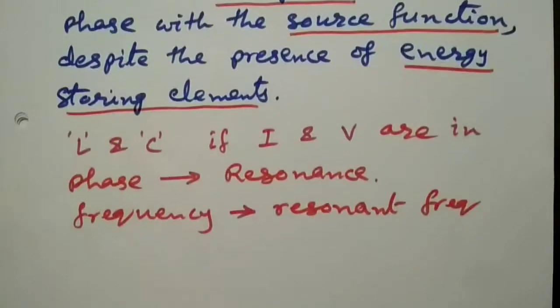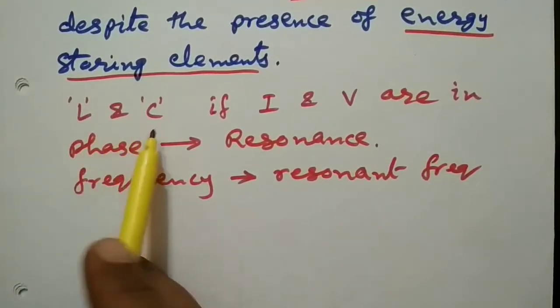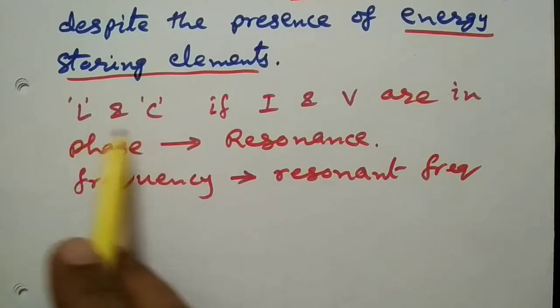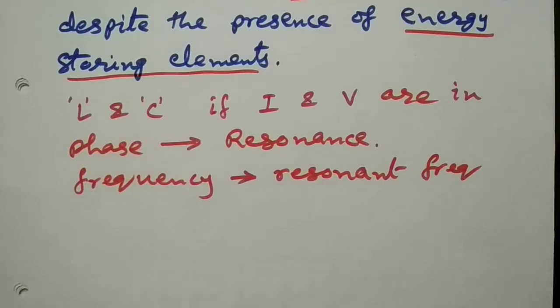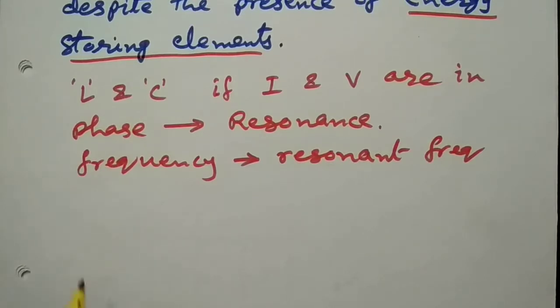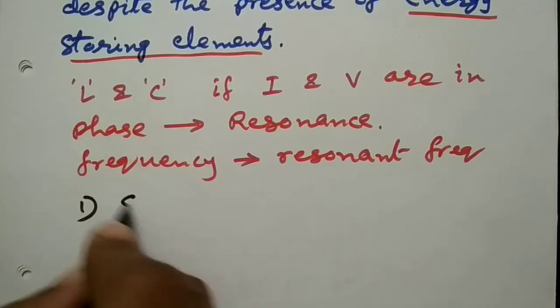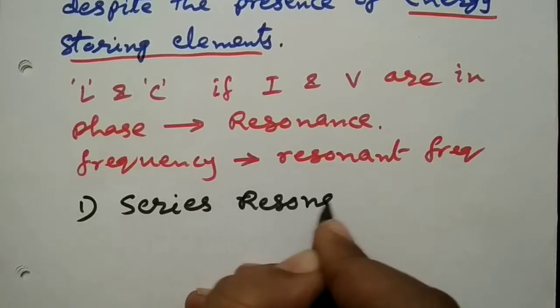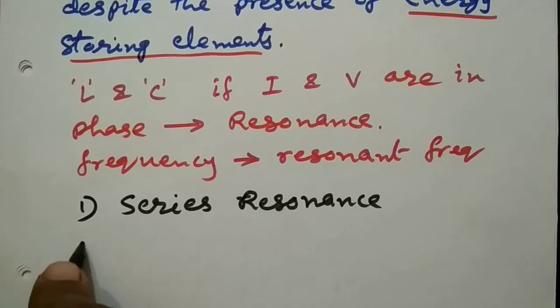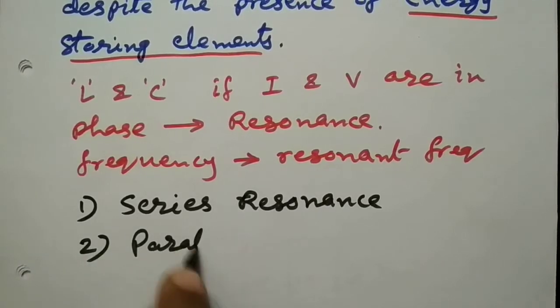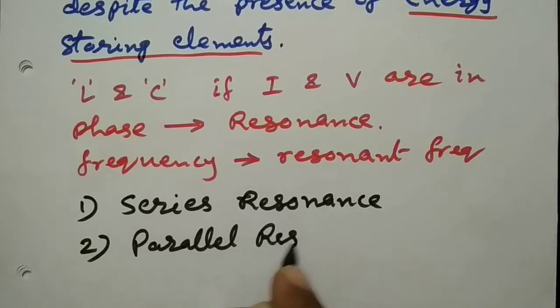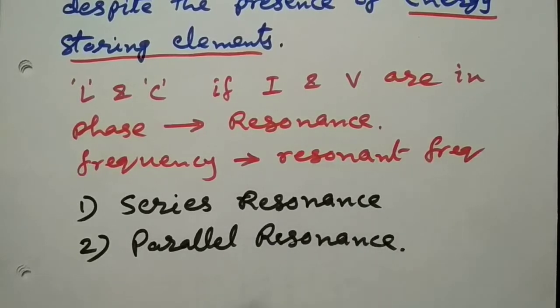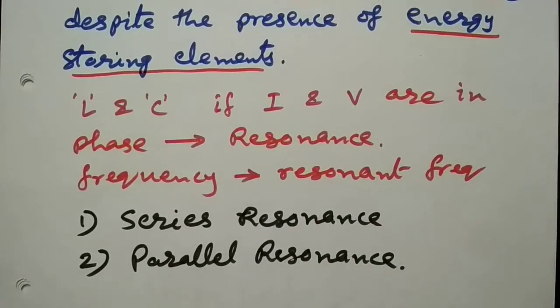And as we have stated, the inductor and capacitors may be connected in series and they may be connected in parallel. Therefore, according to their connections, the resonance is of two types. The first one is called the series resonance, and the second is called parallel resonance. So let's discuss the series resonance and parallel resonance one by one.